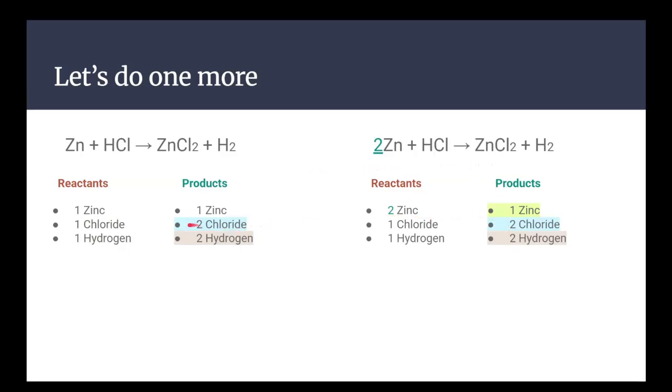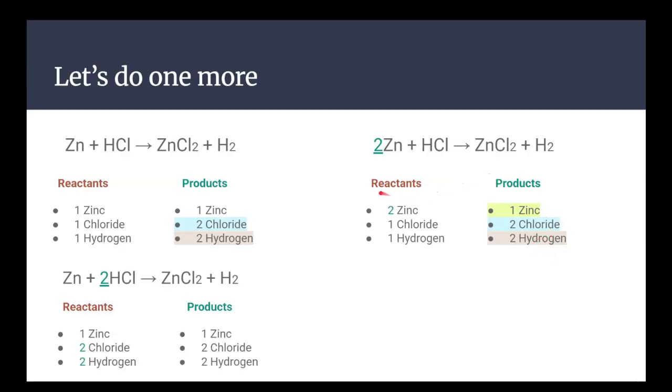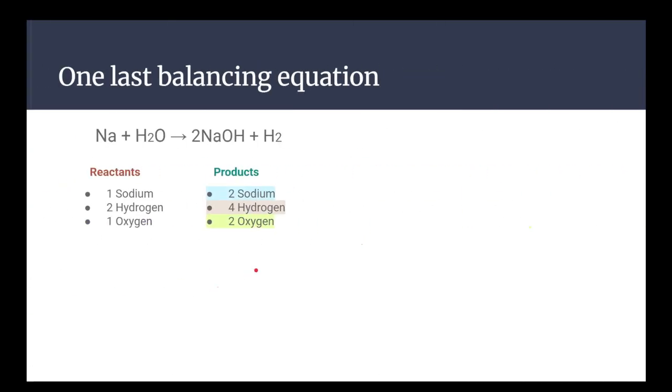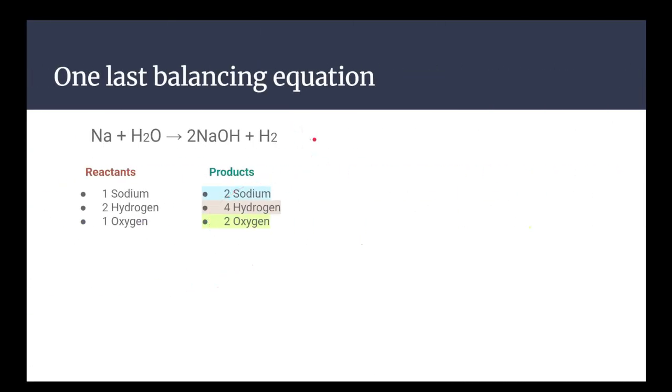So if all of these are missing, well then let's just add more zinc, so we add that coefficient onto it, but now we have an uneven amount of zinc, and we still haven't fixed our chloride and our hydrogen. So let's get rid of that and move the coefficient over to the hydrochloric acid, and now we do have that 2 chloride and that 2 hydrogen on our reactants, and the 2 chloride and the 2 hydrogen in our products.